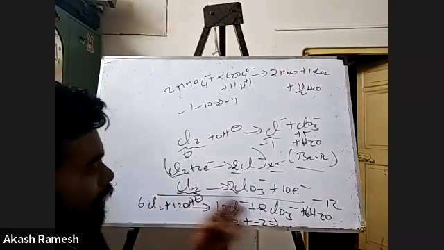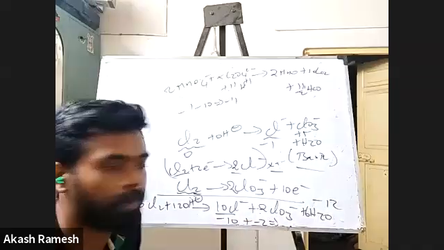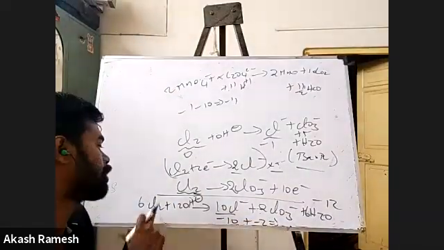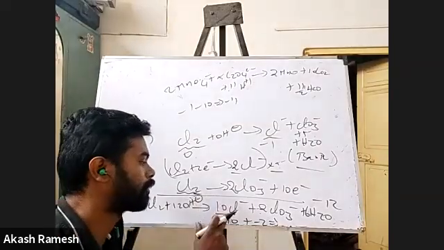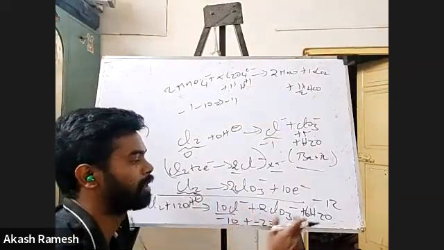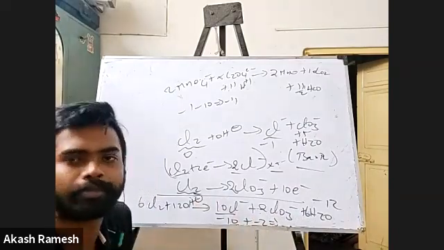Maybe can I reduce it further? Yes, if I divide the entire reaction by 2, maybe you'll be able to reduce it further also. It will become 3 Cl2 plus 6 OH minus gives 5 Cl minus plus ClO3 minus plus 3 H2O. That would have been a better answer.